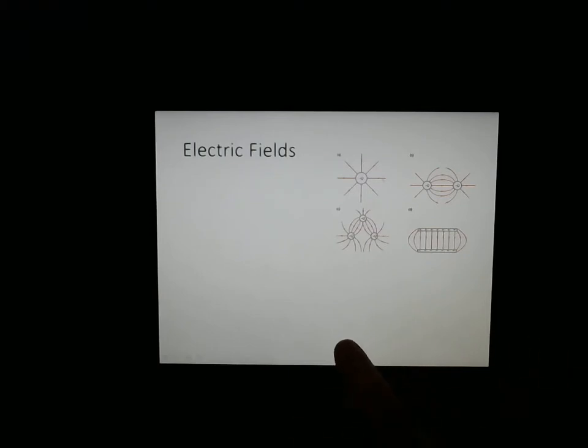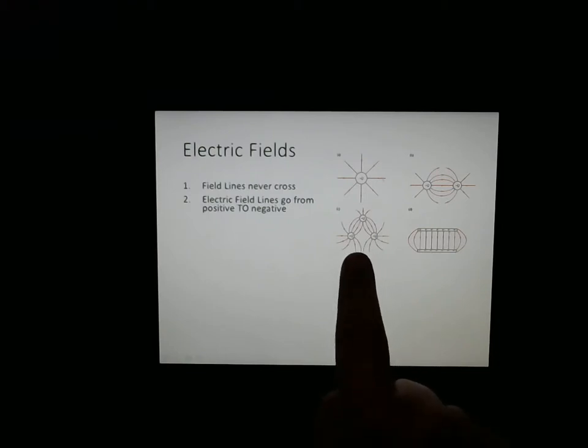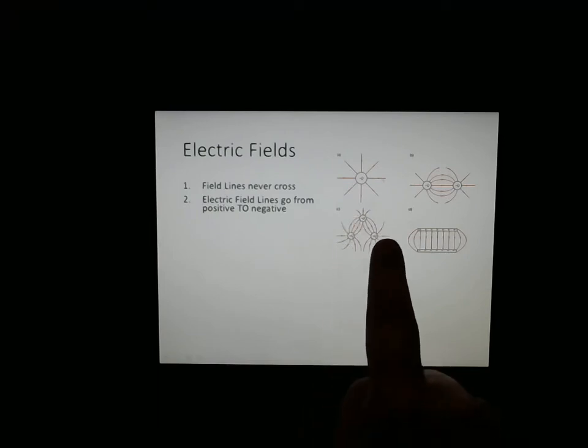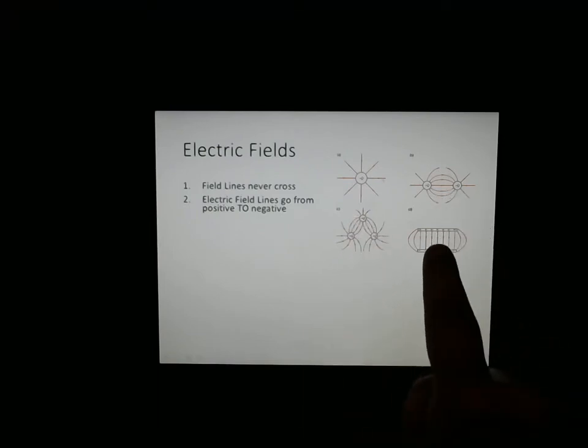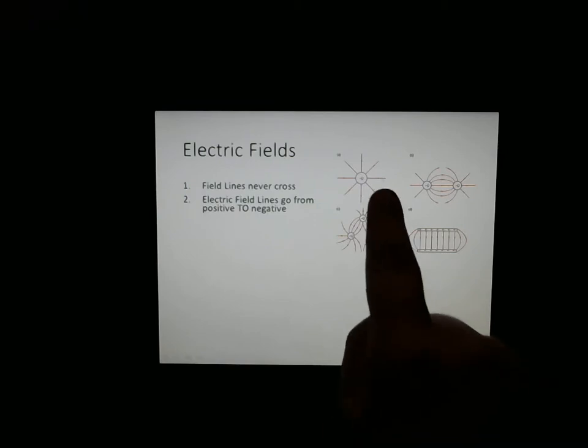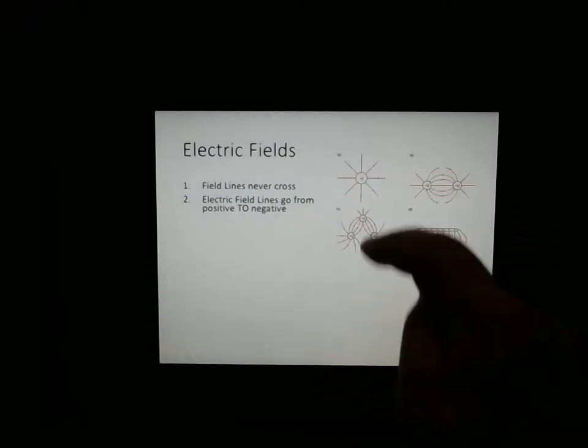Our first is that the lines never cross, and if you look at all these pictures, even though the resolution is a little bit low, you can see that none of the lines cross. Second convention, they go from the positive to the negative. Down here we have some positives, and we see the arrows on C going away from the positive charge into the negative charge, and the same thing here and here. On this solo one, the arrows are pointing into the negative. So again, take a look at that picture in your textbook.